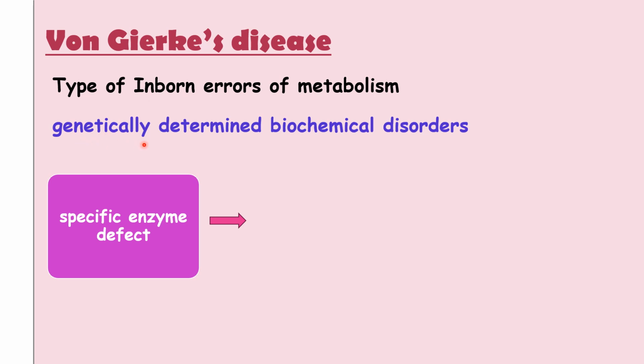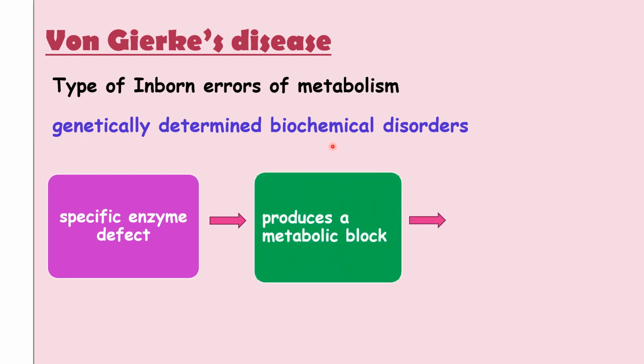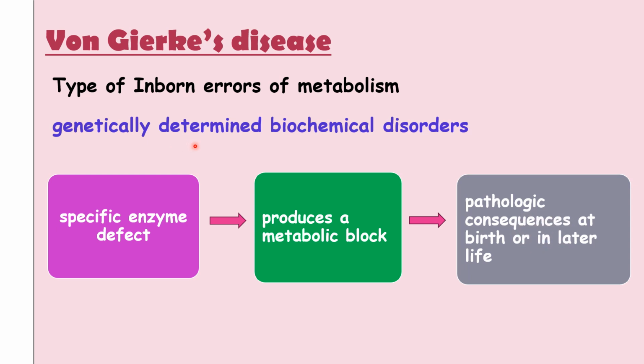These are genetically determined biochemical disorders. That is, they are present at birth and they are genetically determined. As we can see here, this is how an inborn error of metabolism arises. There is some enzyme defect which produces a metabolic block leading to pathological consequences at birth or in later life.